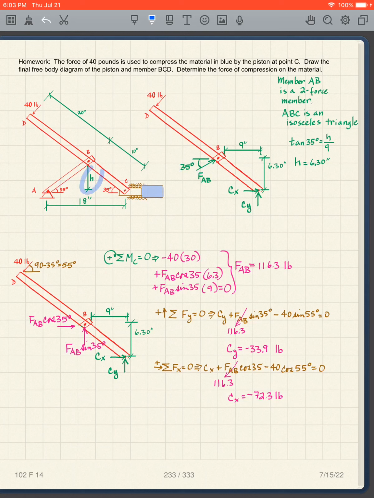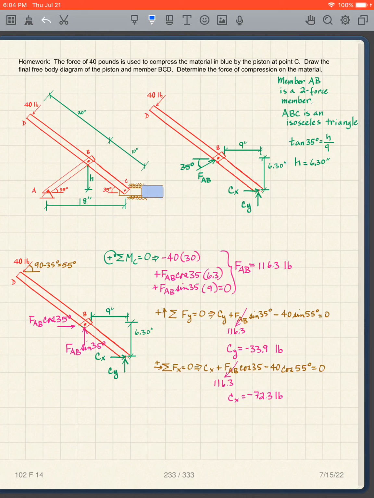I can get this distance h here by simply using the 35 degrees. I know that the tangent of 35 degrees is h over 9, because this is going to be half of 18, this distance here. So I can get h as 6.3 inches.